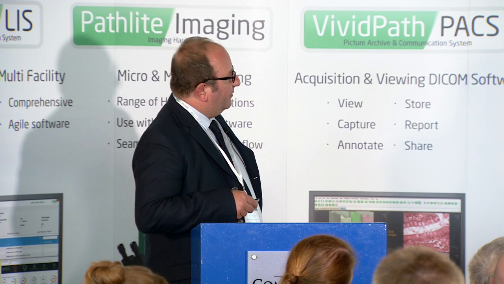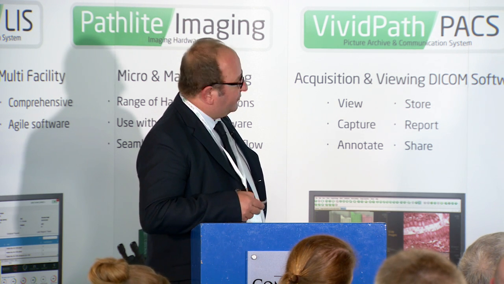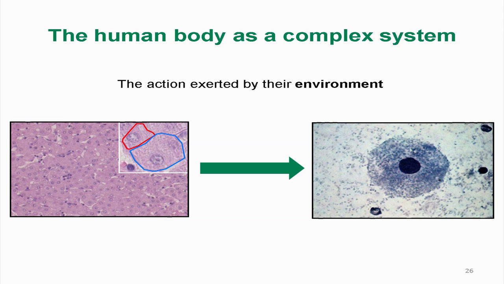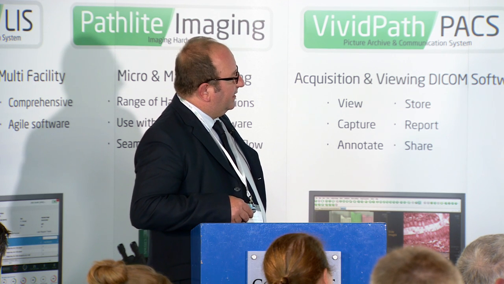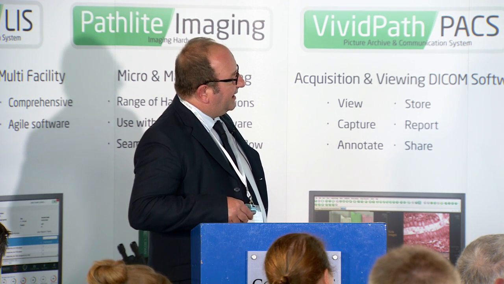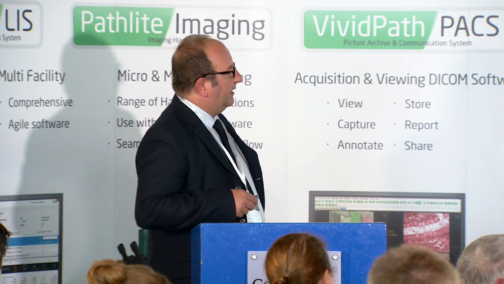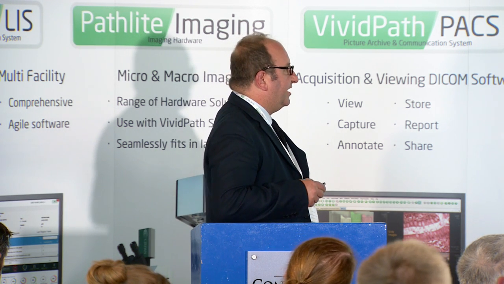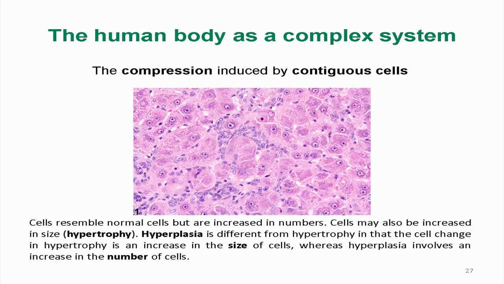For example, when we look at a liver section, we find the hepatocyte, which is the most present cell in this kind of organ, and it assumes a polygonal form. But when we put the hepatocyte in a liquid, the shape changes drastically and the hepatocyte assumes a rounded shape.